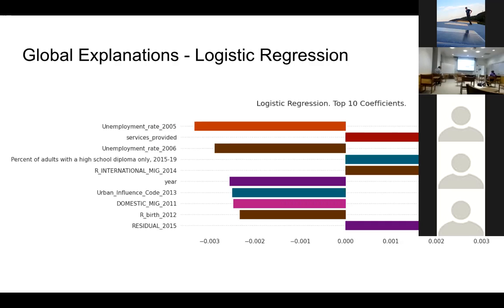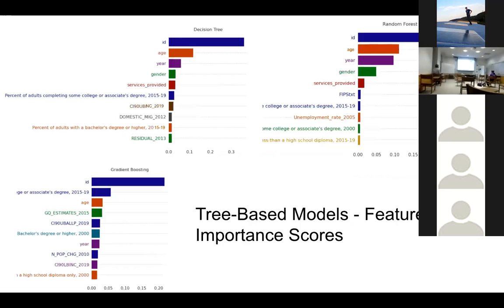And then the best predictors here are surprisingly, and higher representation score. And then moving on to tree-based models, which is more of a black box method, this is showing feature importance scores.